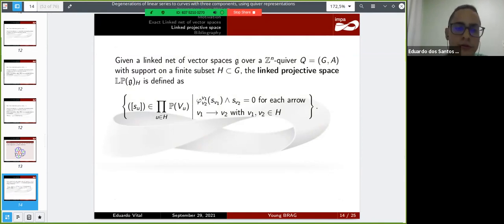All right. Here we will define a new object. Given a linked net of vector spaces G over Z2 quiver Q with support on a finite subset H of G, the linked projective space LPG H is defined as the points of the product of projective spaces P(VU) with U in the support H, such that the image of the map from V1 to V2 of S_V1 wedge S_V2 is equal to 0 for each arrow from V1 to V2 with V1 and V2 in the support H.